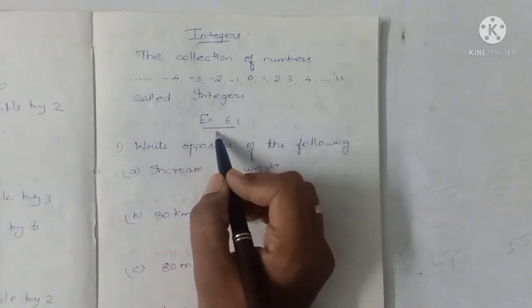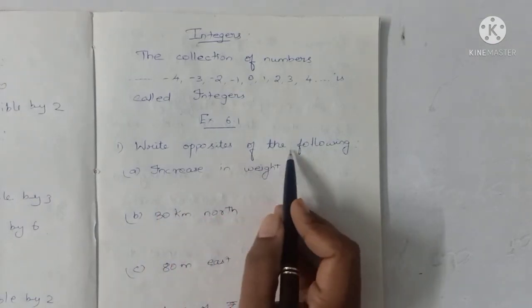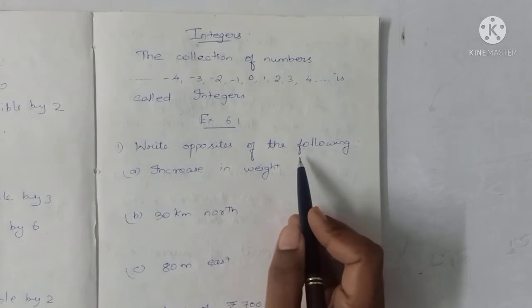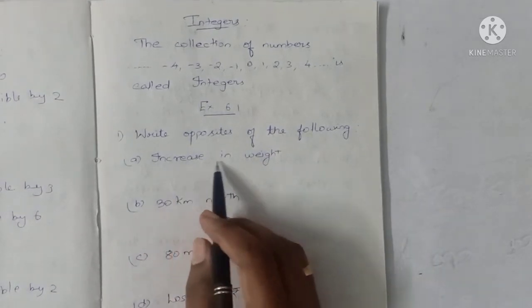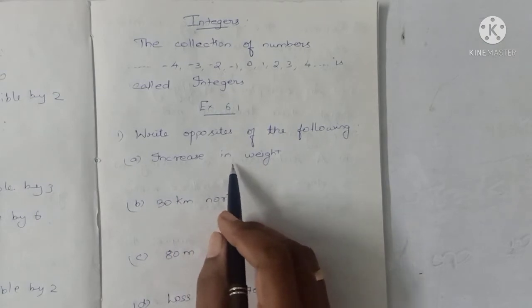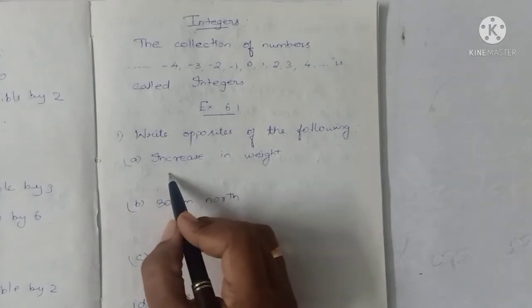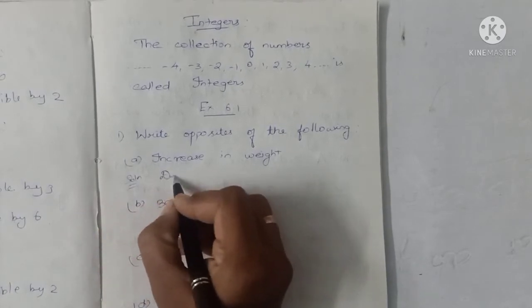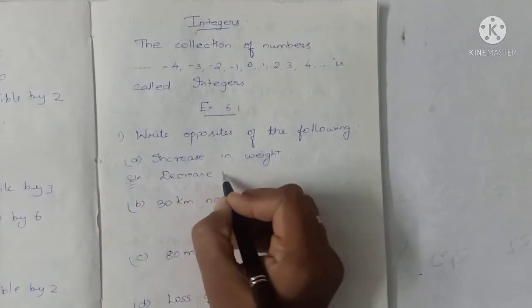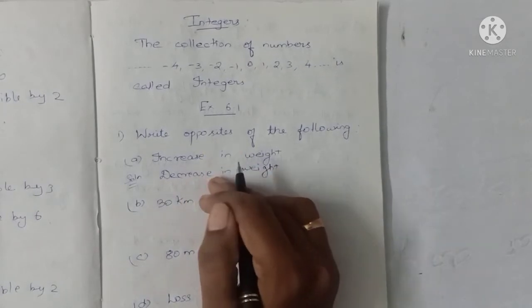Now let us move towards exercise 6.1. Write opposites of the following numbers. So we have to write the opposites for the following numbers. Okay, the first subdivision is increase in weight. So what will be the opposite for increase in weight? Decrease in weight. Okay, so the solution is decrease in weight. Is it clear? You have to write the opposites.